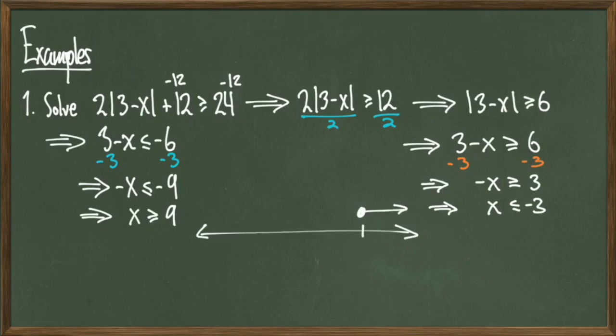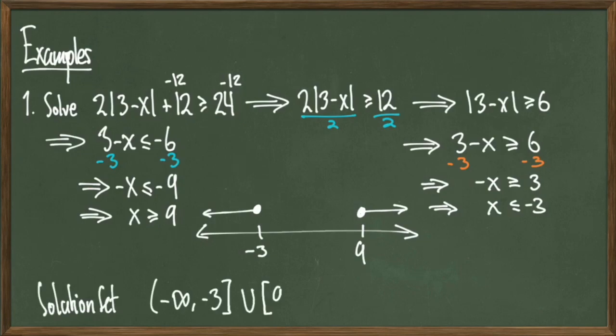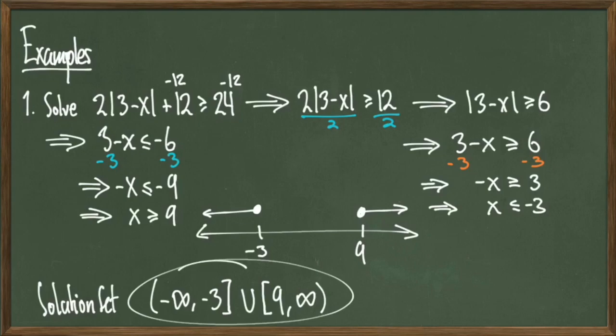Now I can put this information on a number line so I can read off my solution set, which will turn out to be negative infinity to negative 3 including, union, with 9 to infinity including 9. And we're done.